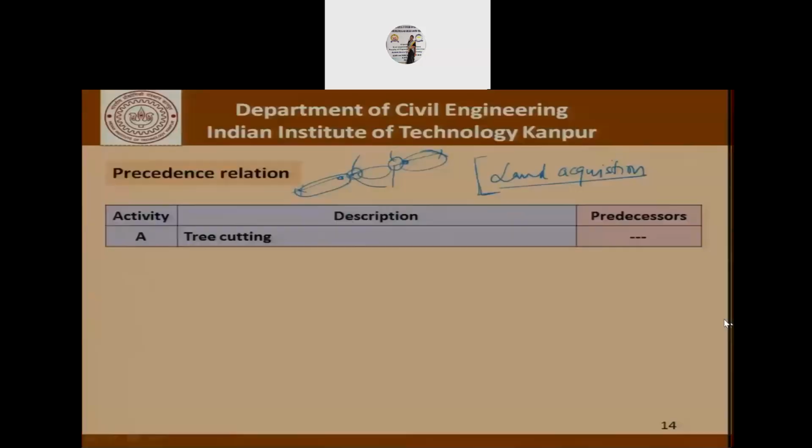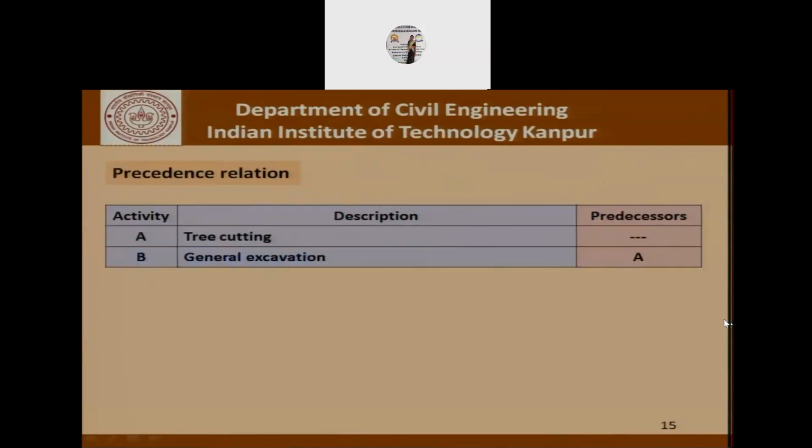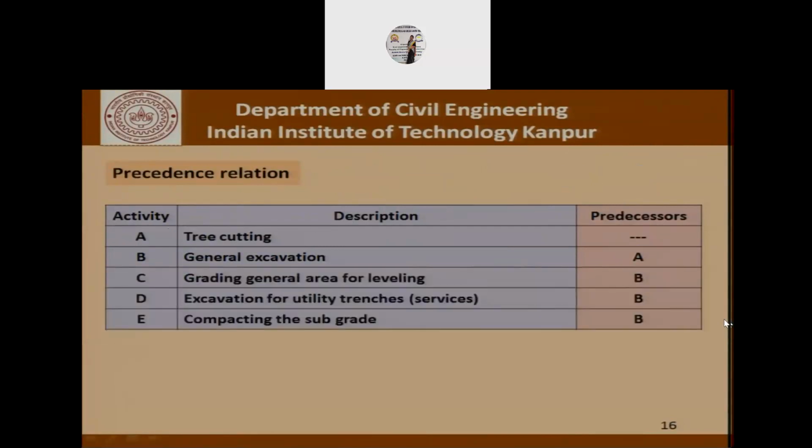So of course, coming back to our example, if the land acquisition is cleared, we can go ahead with tree cutting without any preceding activity. But as far as excavation is concerned, it's not proper to start excavation. You cannot start excavation unless you have completed activity A, which is tree cutting. As far as activities C, D, and E are concerned, that is general grading of the area, excavation for utility trenches, and compacting the subgrade, they can all be started only after a general excavation has been completed.